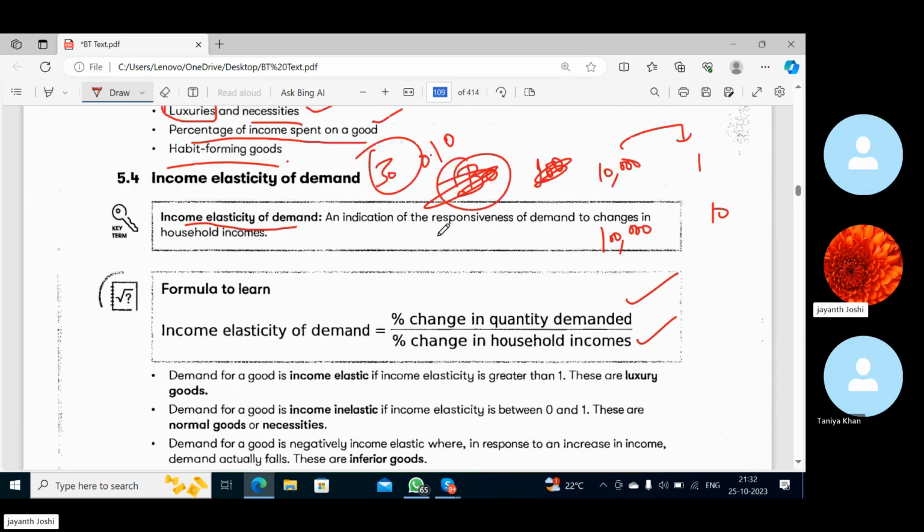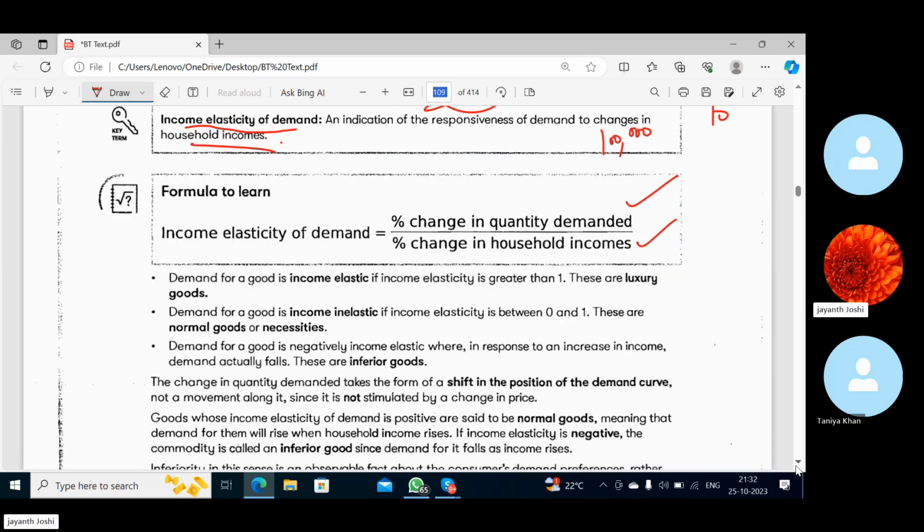It is an indication of the responsiveness of demand to changes in household incomes. If your income is high, you will be buying more, right? Demand for a good is income elastic if income elasticity is greater than 1. These are luxury goods. If your income increases, you buy more of those goods, even though the price increases. If income is increasing, your demand for luxury goods is increasing by more than one. More than one is elastic, less than one is inelastic. Zero is no elasticity.